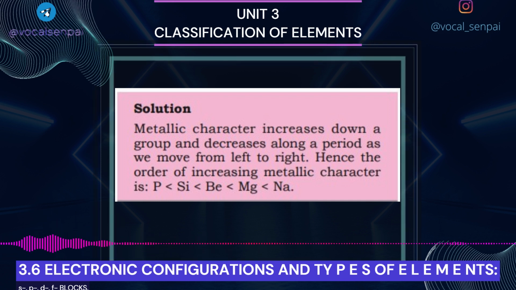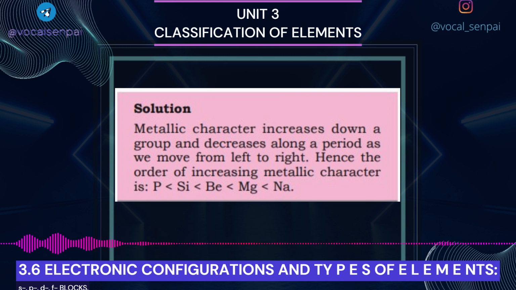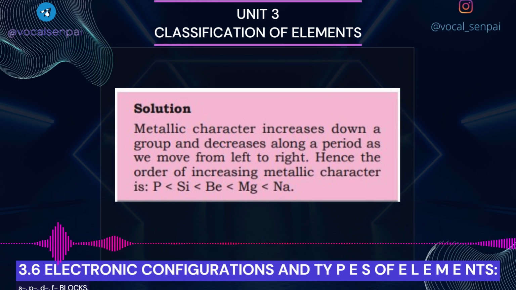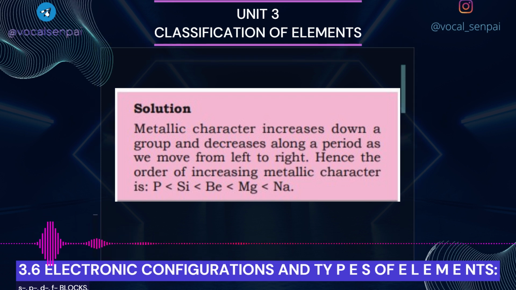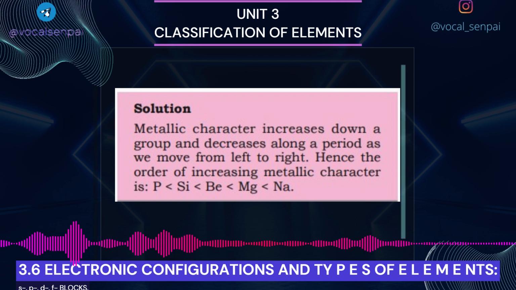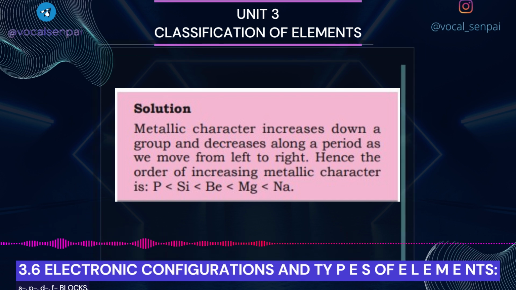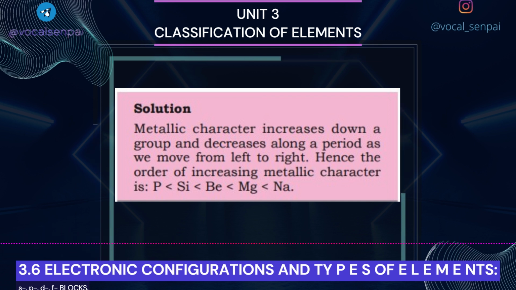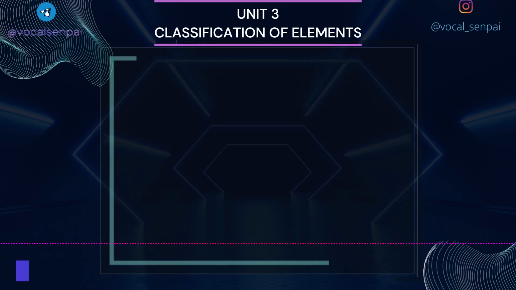The change from metallic to nonmetallic character is not abrupt, as shown by the thick zigzag line in Fig. 3.3. The elements, for example silicon, germanium, arsenic, antimony and tellurium, bordering this line and running diagonally across the periodic table show properties that are characteristic of both metals and nonmetals. These elements are called semimetals or metalloids.